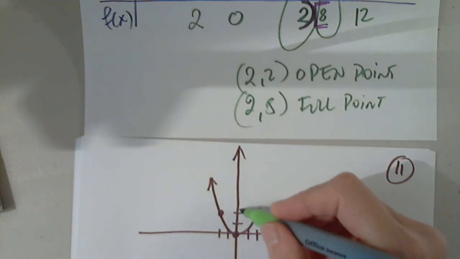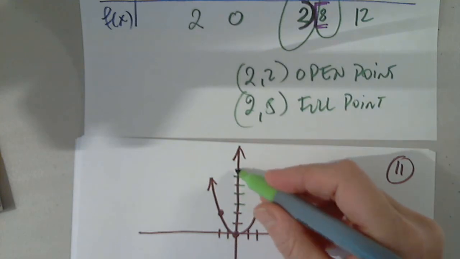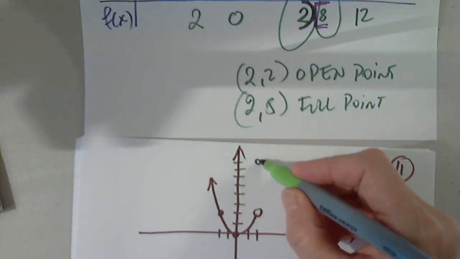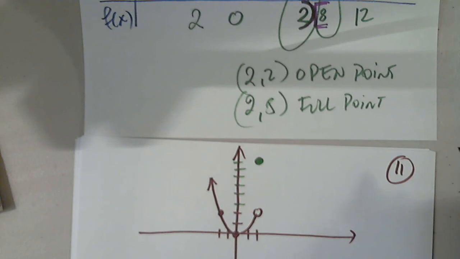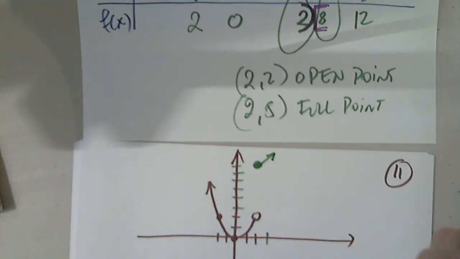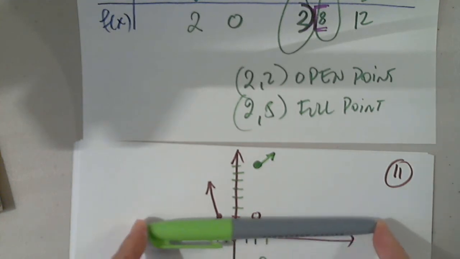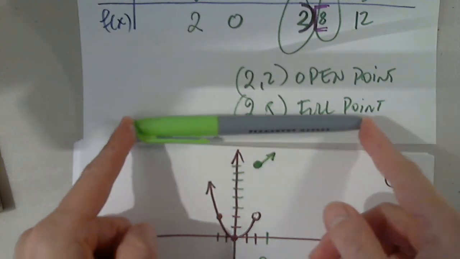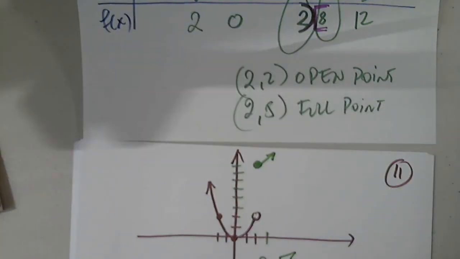So 2, comma 8: 2, 3, 4, 5, 6, 7, 8. So this is a full point. And 3, comma 12 will be further up, so I'm just going to graph this. If I'm asked to find the range, I'll try to sweep the graph from the bottom to above, from 0, yes, yes, yes. So it's 0 to infinity.